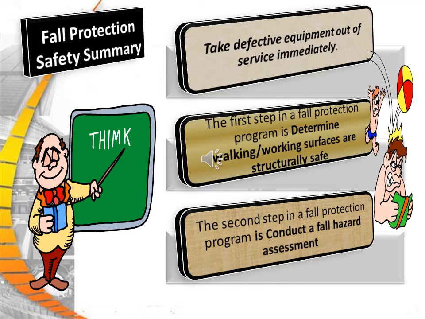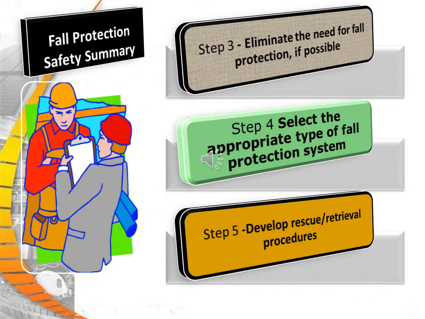The first step in a fall protection program is to determine if the working surfaces are structurally safe. The second step in a fall protection program is to conduct a fall protection hazard assessment. Step 3 is eliminating the need for fall protection if possible. Step 4, selecting the appropriate type of fall protection systems. Step 5, developing rescue retrieval procedures.